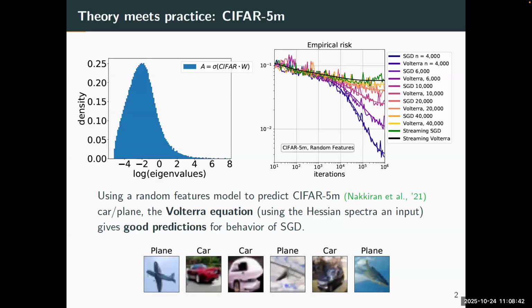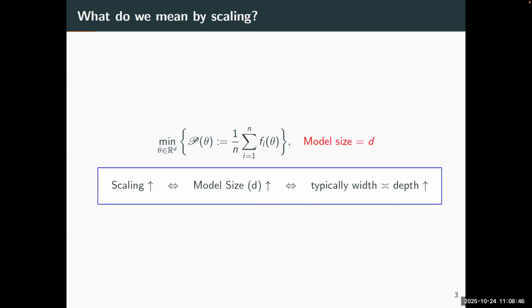Notice that log eigenvalues has this sort of funny shape. We'll come back to this in a second. Okay, so some people ask me, first of all, what does it mean to scale? Like, what do you mean here? So when we say scaling in these neural networks, we really are talking about increasing the model size. So that means the space that we're actually minimizing over.